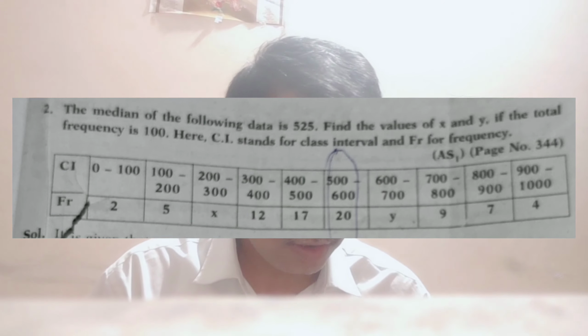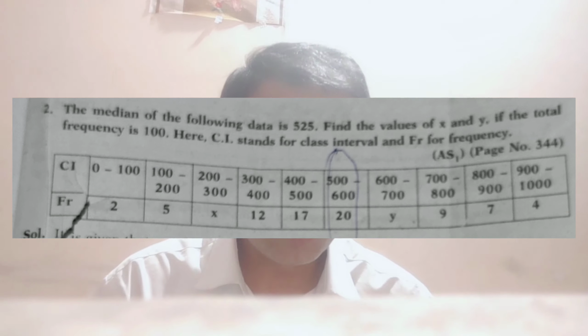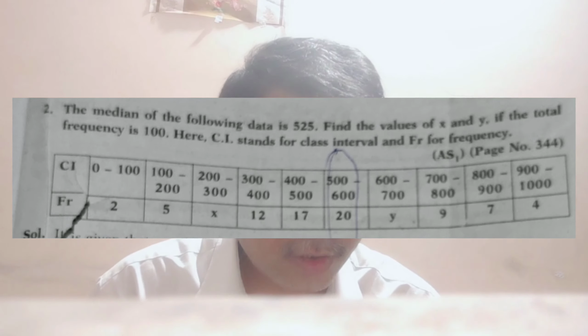And next, one more important sum in median. So in median we have the most important sum. The median of the following data is 525. Find the values of x and y if the total frequency is 100.